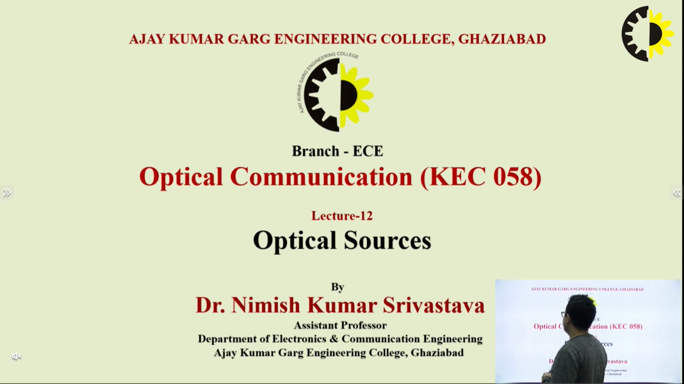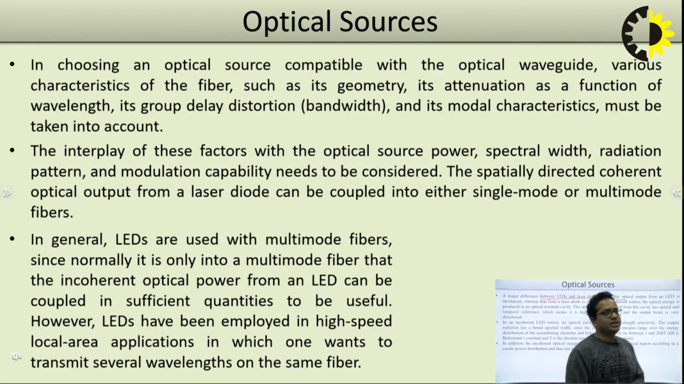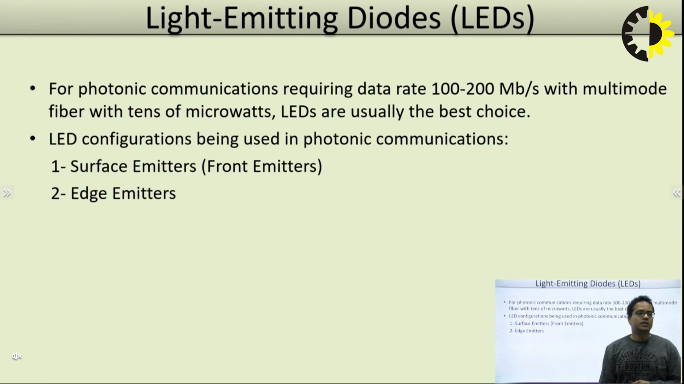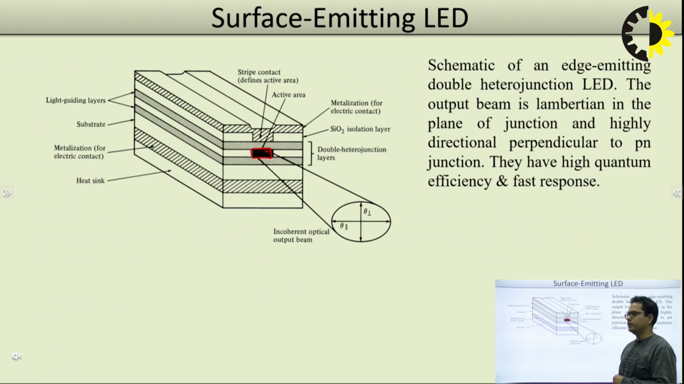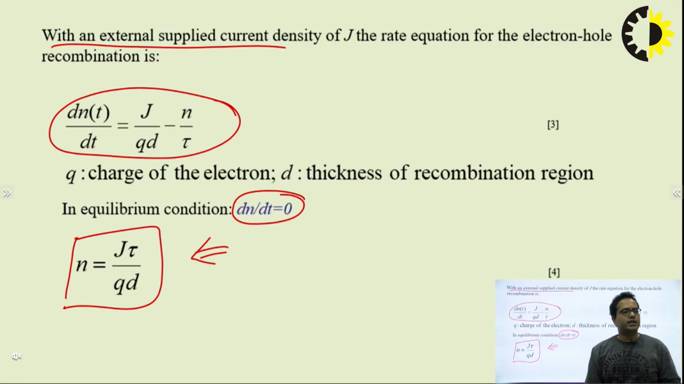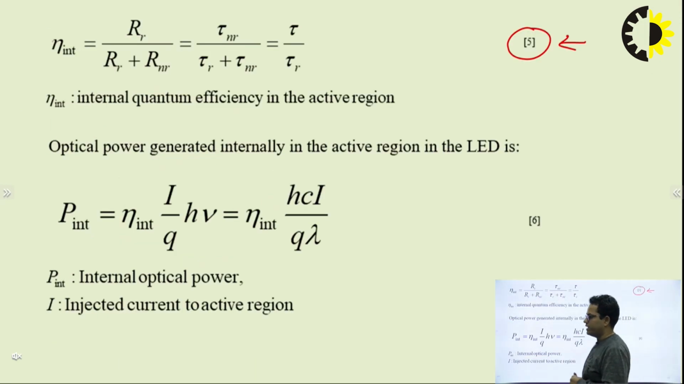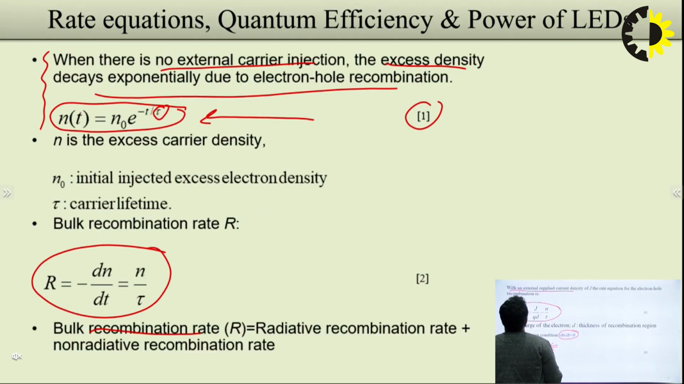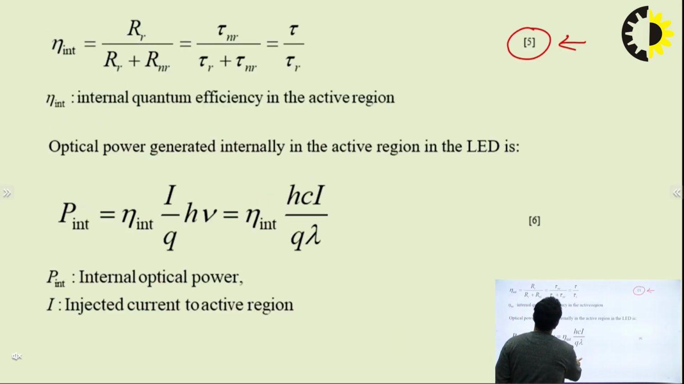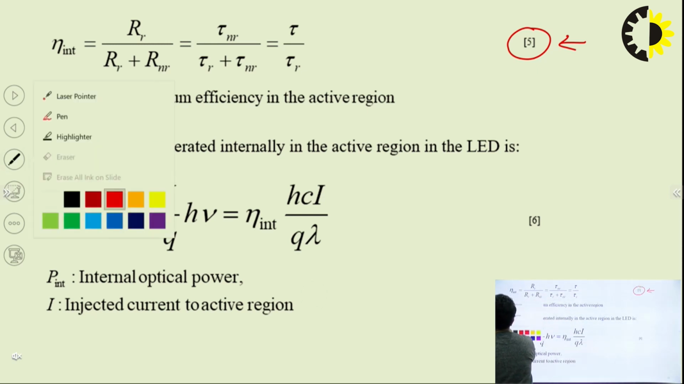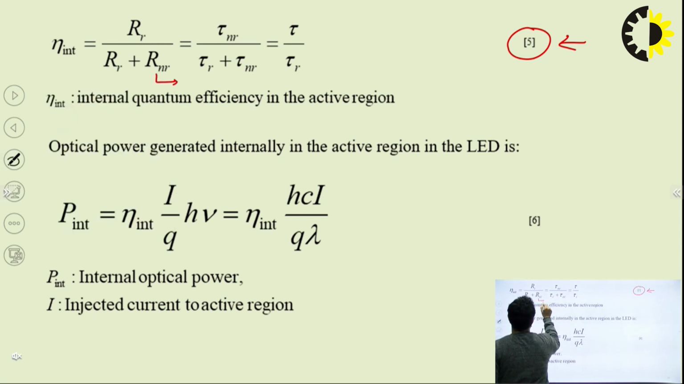Now we are going to concentrate on some important parameters related to LEDs, which is your internal quantum efficiency. We have discussed that it is the ratio of radiative recombination to the total recombination occurring inside the material. So it is given by eta internal equals RR upon RR plus RNR, where RNR indicates the non-radiative recombination.